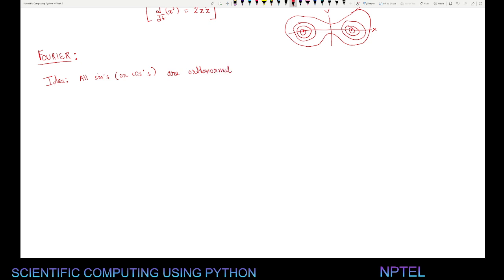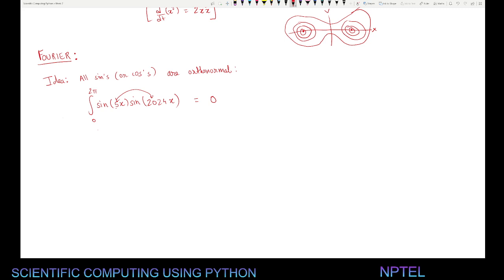What do I mean by that? If you take the integral of sine of some, say, 5x and sine of 2024x, I don't care. As long as these two are different, and you take the integral from 0 to 2 pi, okay, because 2 pi is the period, you get 0. And if they are equal, then you get some non-zero number. I think it's 2 pi or something.